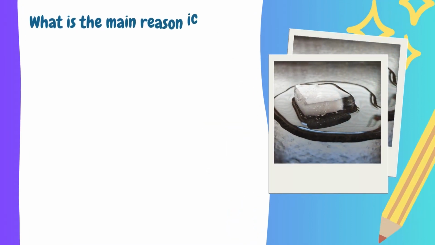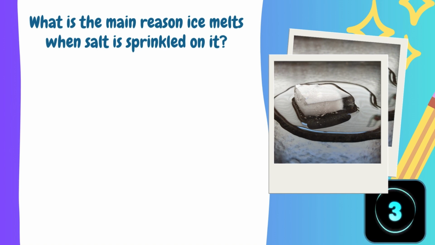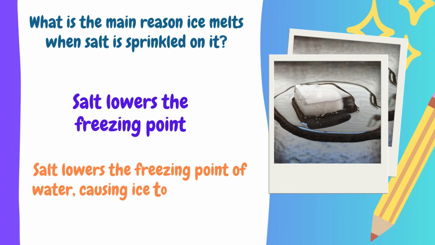What is the main reason ice melts when salt is sprinkled on it? Here's a classic winter trick. The answer is salt lowers the freezing point. It makes ice melt faster by lowering its melting point.